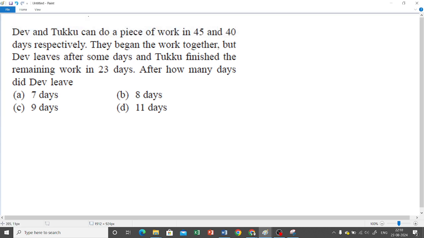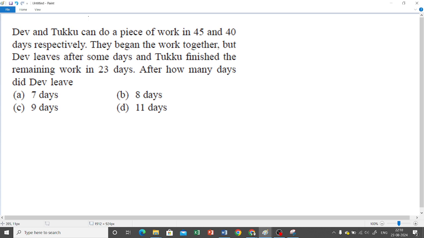Remember one thing: in time and work, one of the most efficient methods is the percentage method. Why? Because the amount of work done is in fractions, like 1 by 24, 1 by 45. When we convert this amount of work into percentage, we are able to visualize the thing much better.